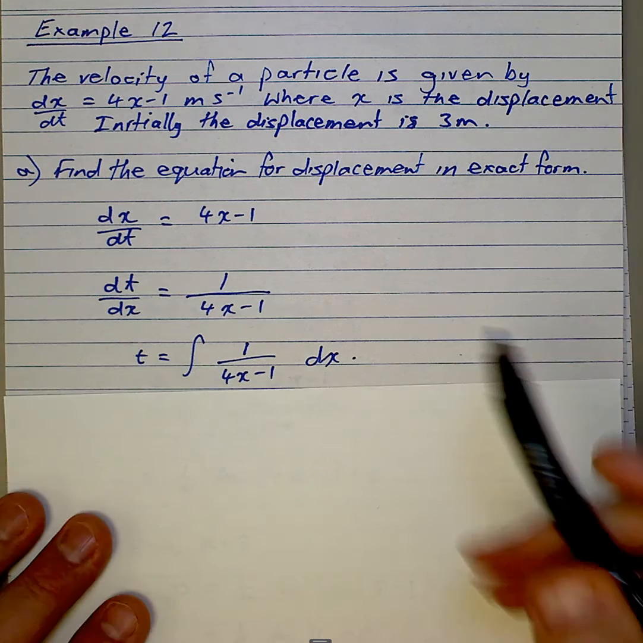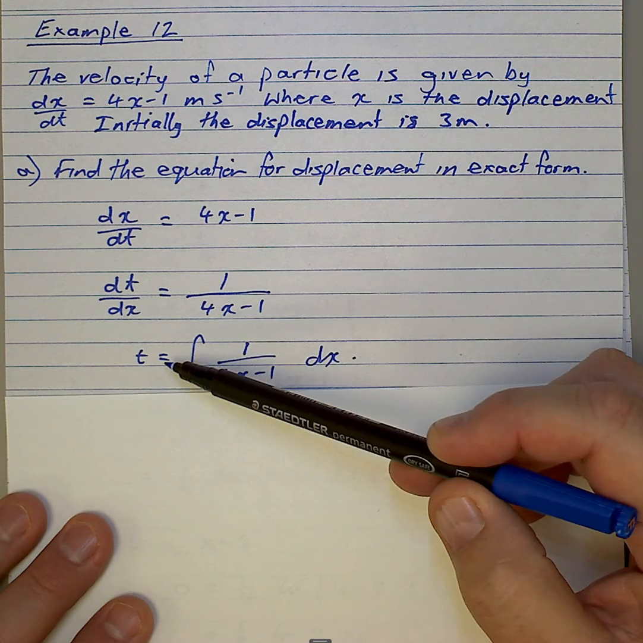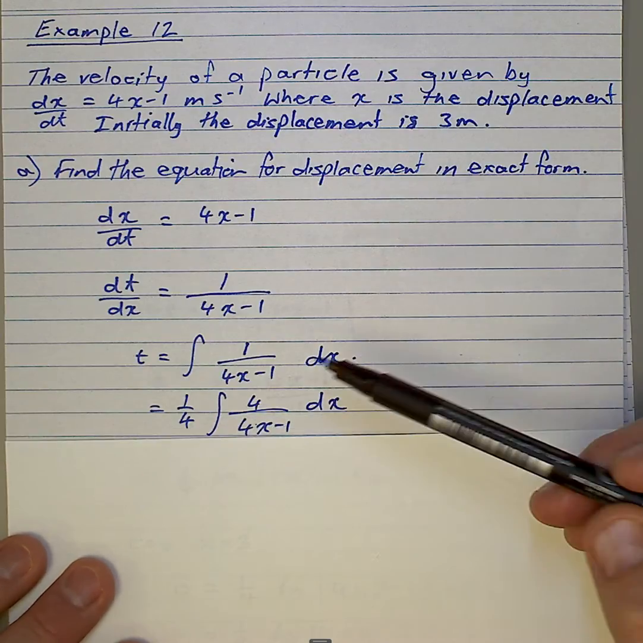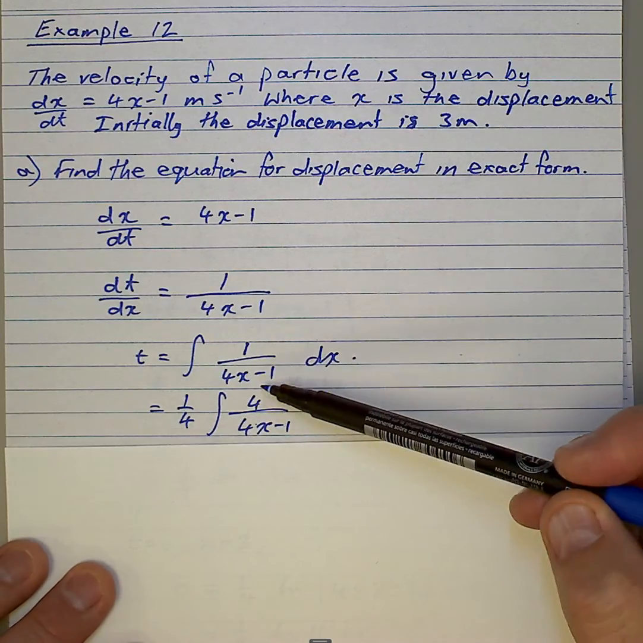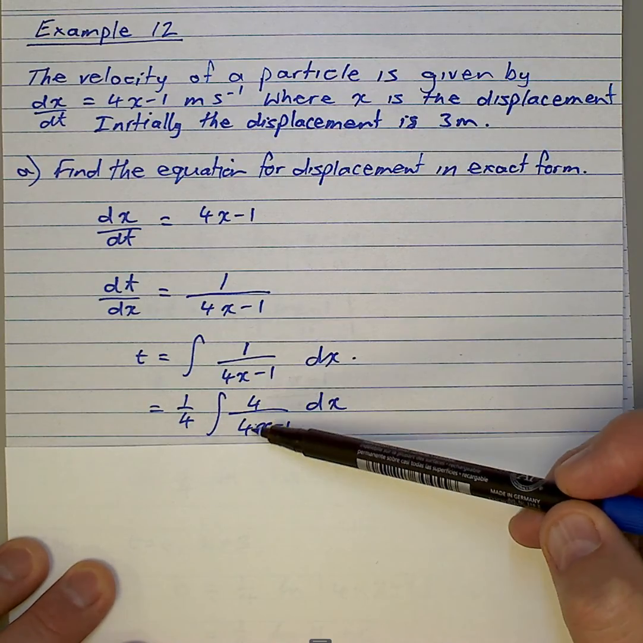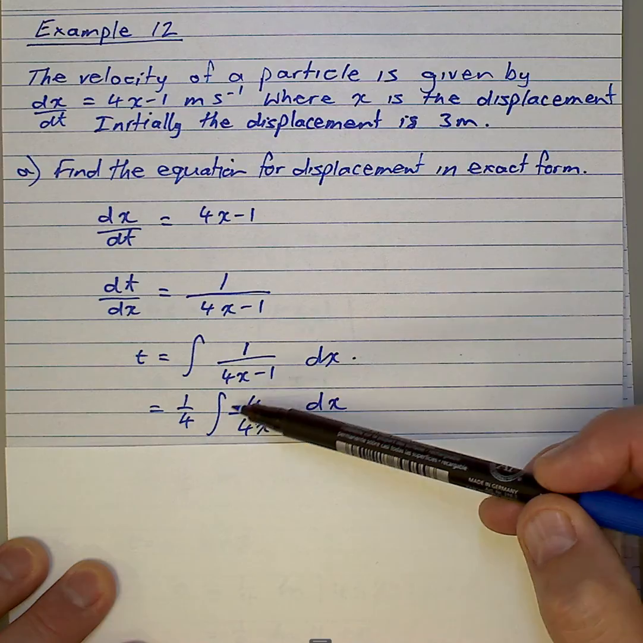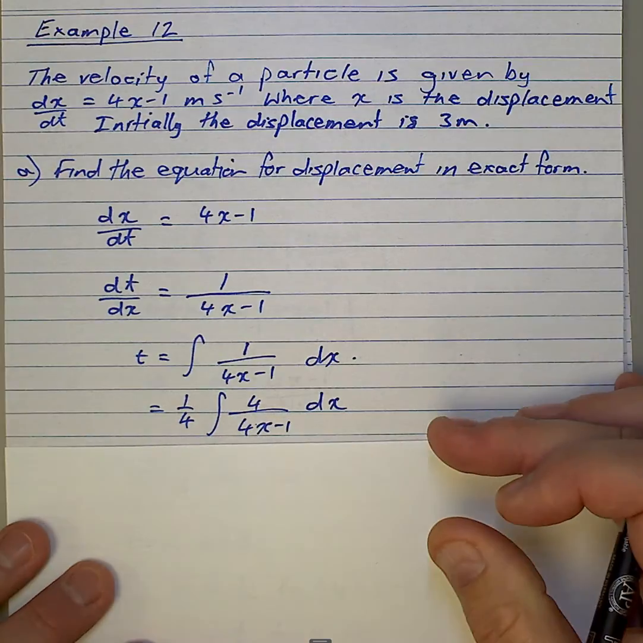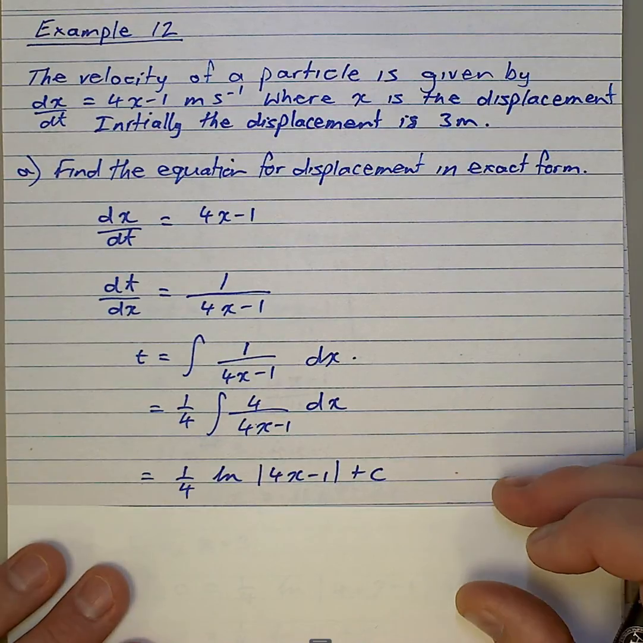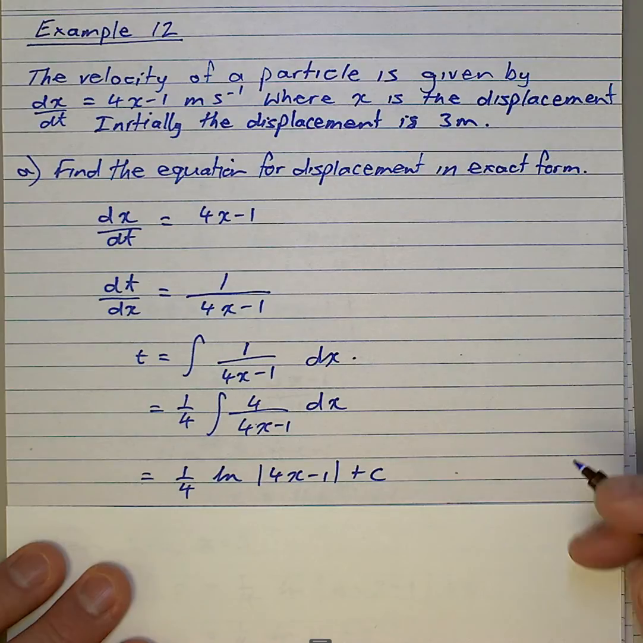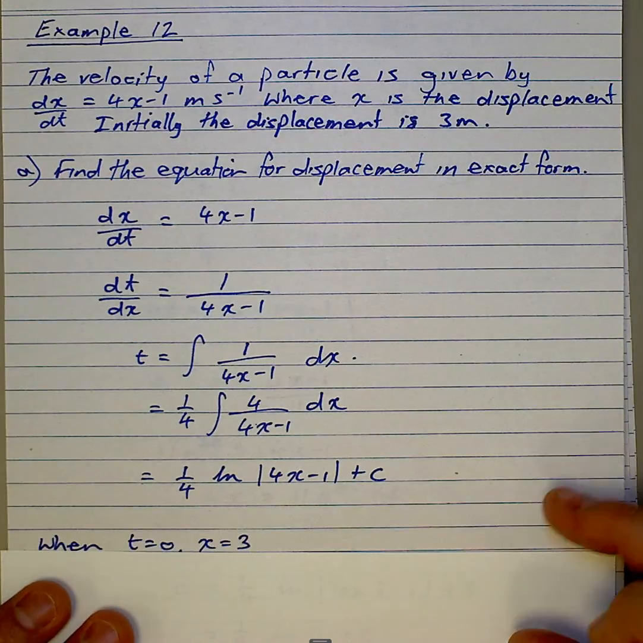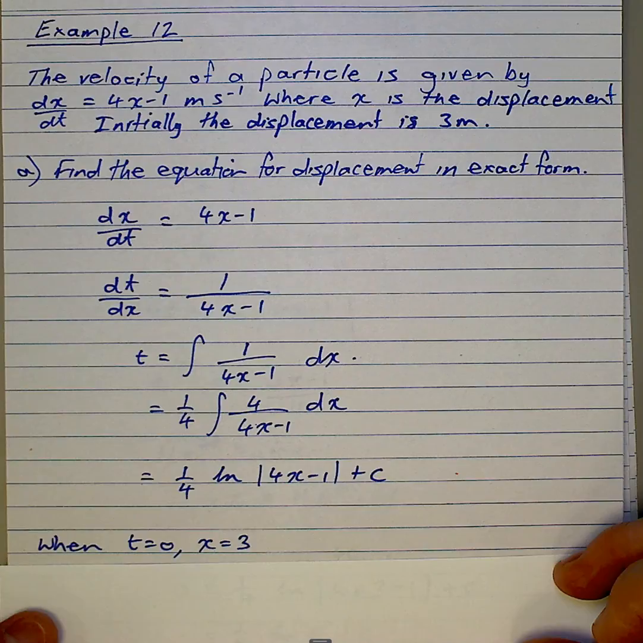So t, when I perform that integration, t will equal the integral of 1 over 4x minus 1 dx. If I make the top the derivative of the denominator by multiplying by 4, just put a quarter out the front. So when I integrate that, I will get a quarter, the log, the absolute value of 4x minus 1 plus c.